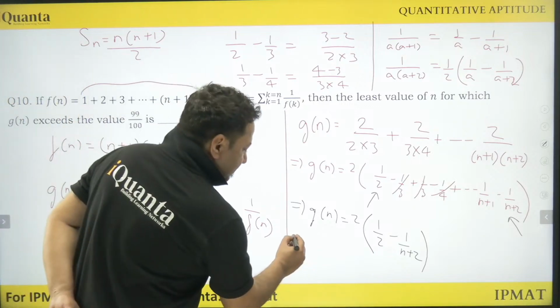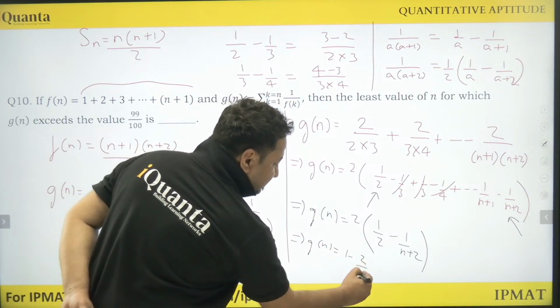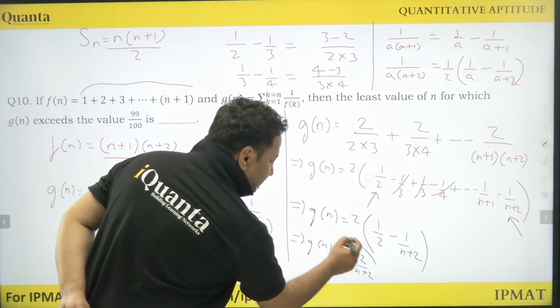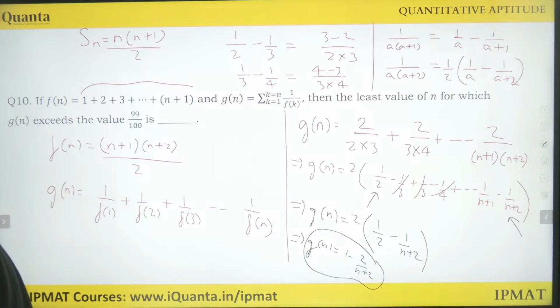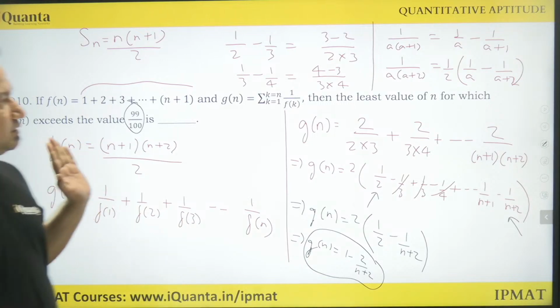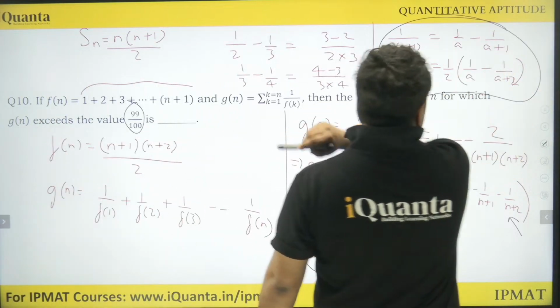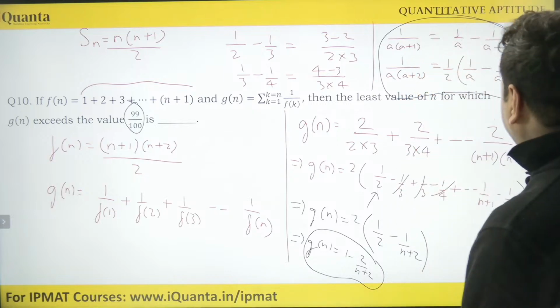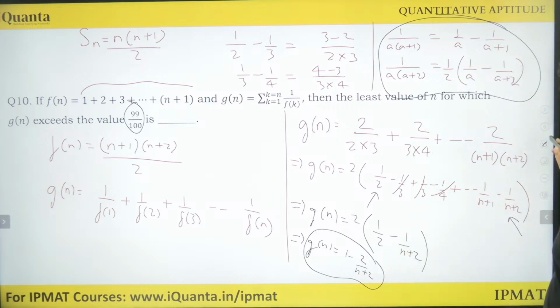Gn. Sending 2 inside, we have 1 minus 2 upon n plus 2. This happens to be the value of Gn, which should exceed this. Clear to all of you? Beautiful, isn't it? So today you got a new learning. Instead of using partial fractions and wasting a lot of time, let us mug this up. Okay, now we have this. I'm erasing everything and I'll just use this one.